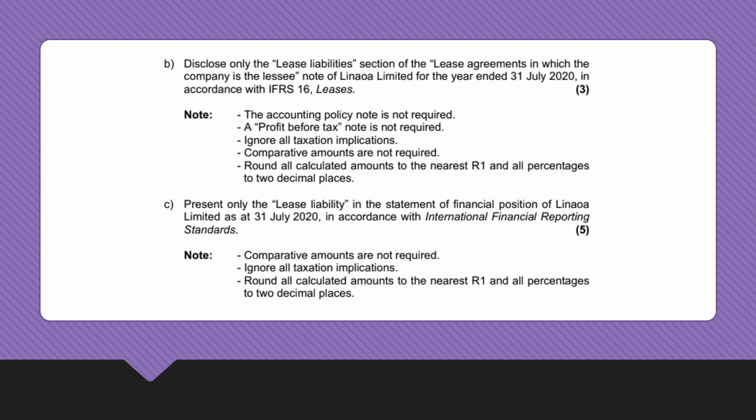Right, so next we move on to requirement B, which asked you to disclose only the lease liability section of the lease agreements in which the company is a lessee note of Lenoa Limited for the year ended 31 July 2020. Now, first things first, we had a number of students that provided us with every single note under the lease agreements in which the company is a lessee. That is incorrect because we only asked for the lease liabilities section.